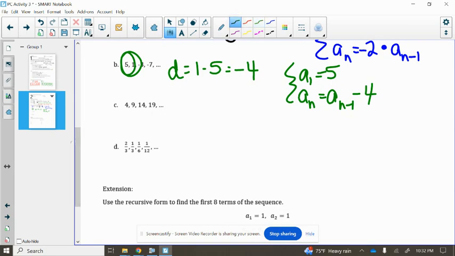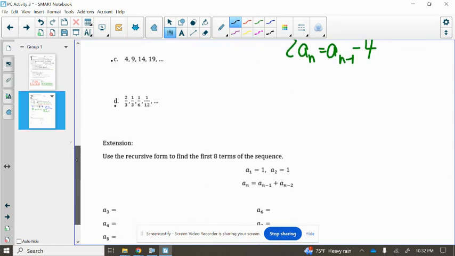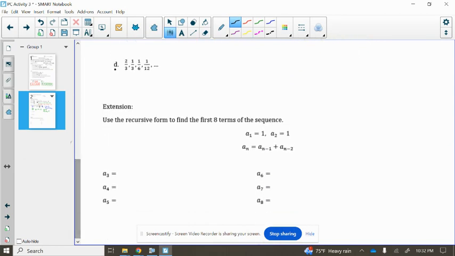The next one, you are finding the recursive formula for part C. And then you are also going to find the recursive formula for part D. Always remember both parts.